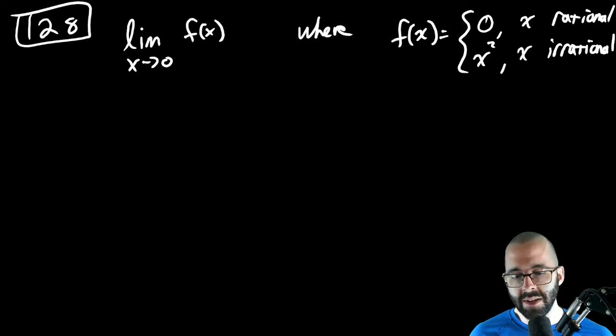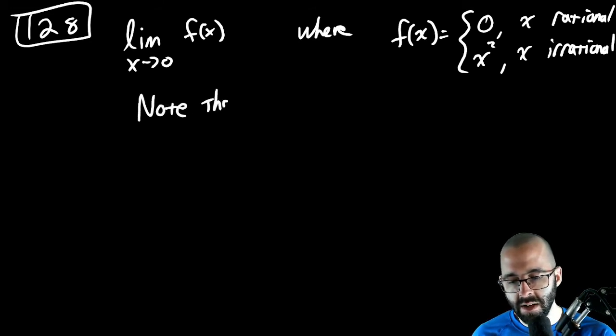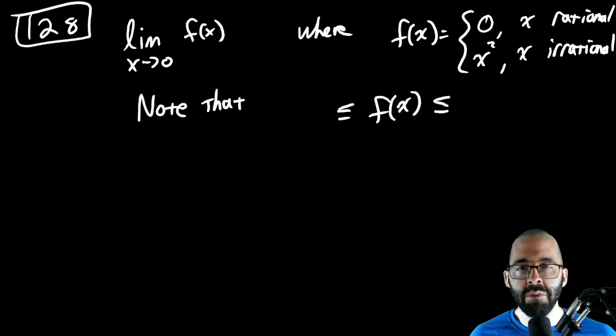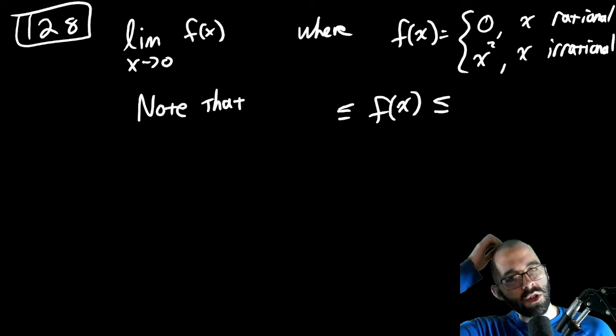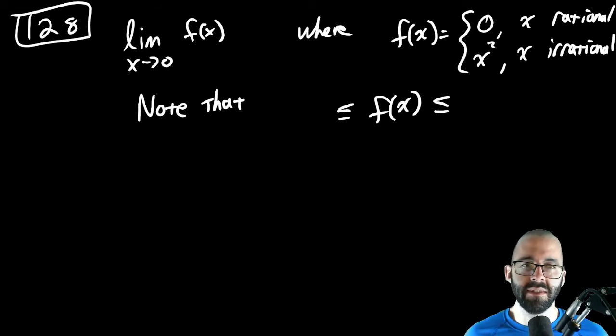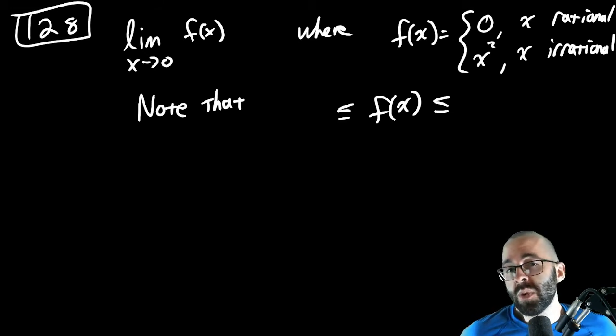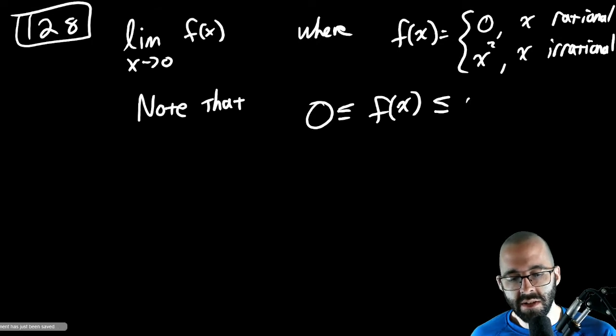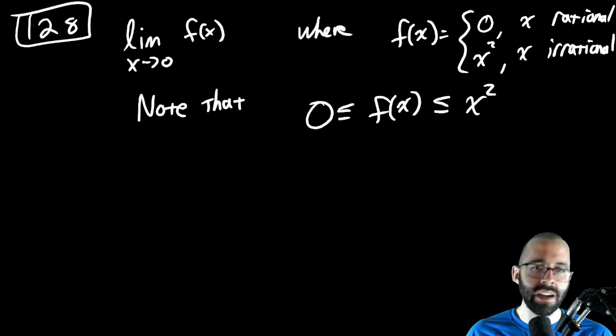But can we use the squeeze theorem? To use the squeeze theorem, first we have to find two functions that bound f. We want two functions that squish this function in the middle, that are easy to work with and have the same limit. So kind of a natural choice here is maybe 0 and x squared. This is what my gut says to choose.